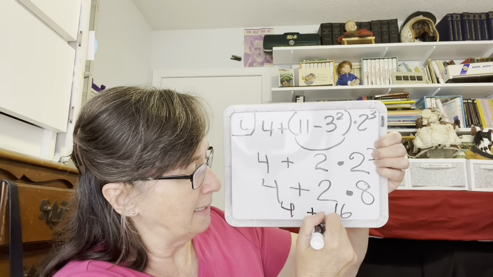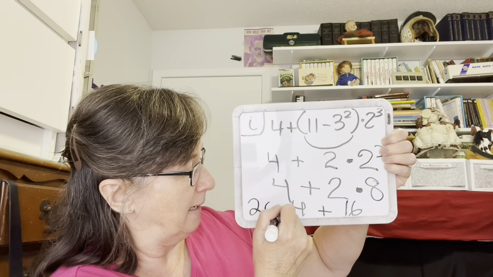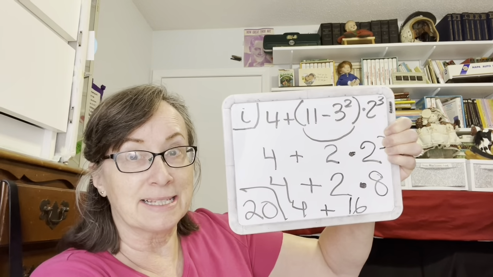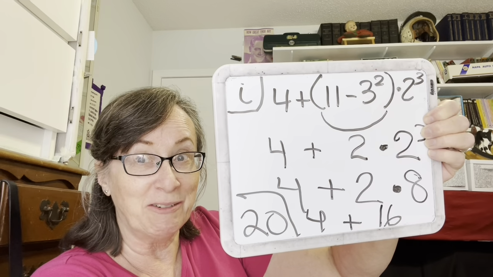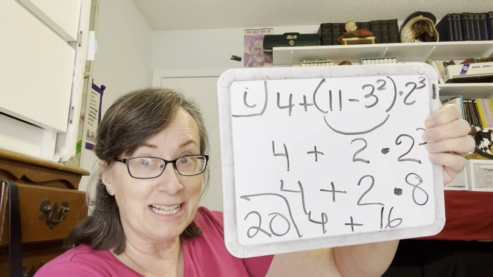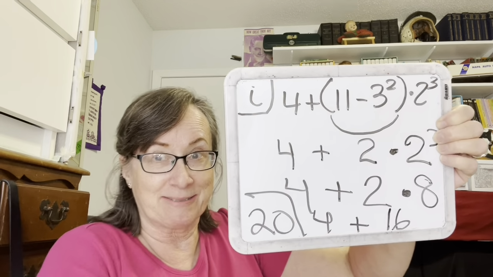4 plus 16 is 20. And 20 is the correct answer. There's only one right way to do it. And that's what PEMDAS does for us.